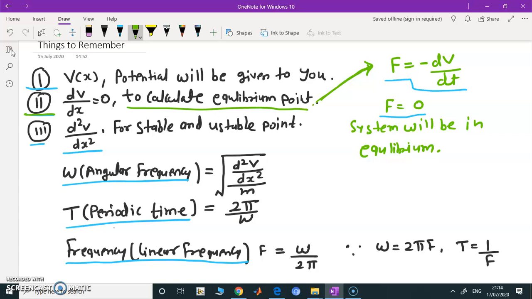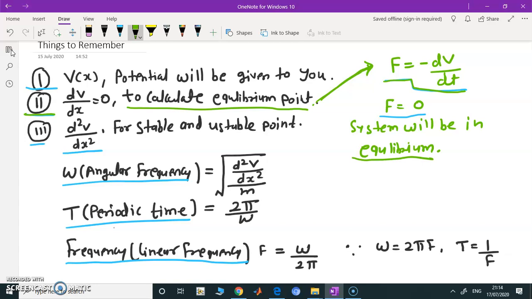Many students always ask why I am taking dV/dx equal to 0. We know this well-known relation, F is equal to minus dV/dx. Suppose you have some system and you want to make it in equilibrium, so you put F equal to 0. The external force on the system should be 0. If the external force is 0, your system will be in equilibrium. That's why we take dV/dx equal to 0 to calculate the equilibrium point.